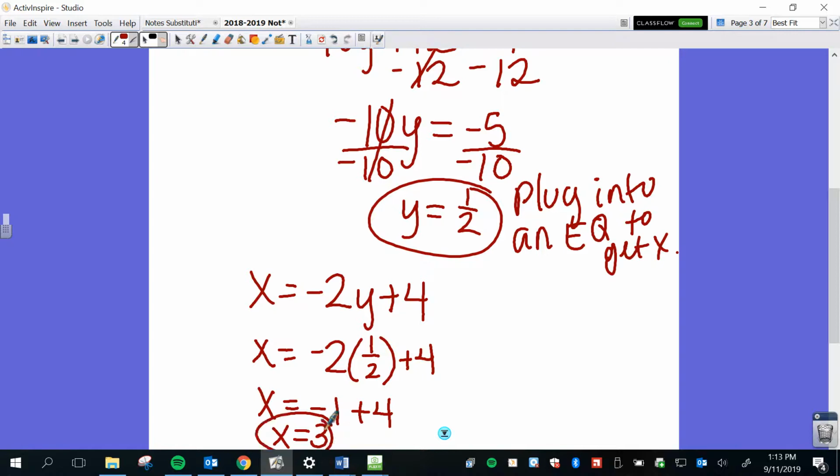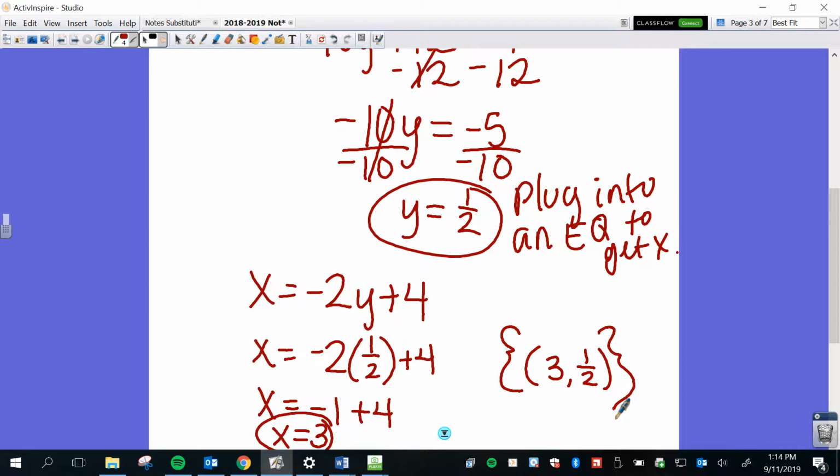Okay. Now you have your x, and you have your y. You have a solution to the system. So, only thing left to do is throw it in your solution set and call it done. X comma y. Remember, in an ordered pair, x always comes first, y comes second. What can we do to check to see if we were correct?